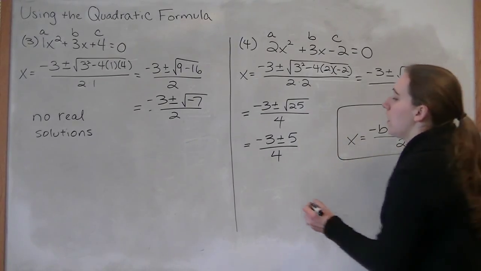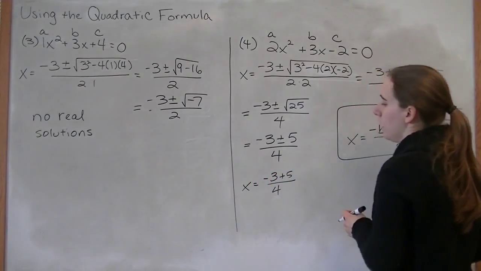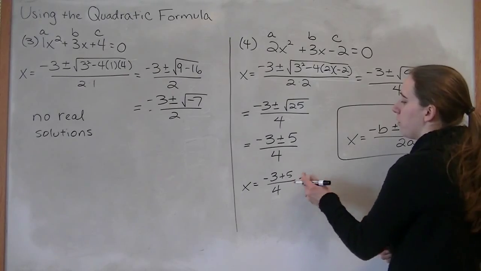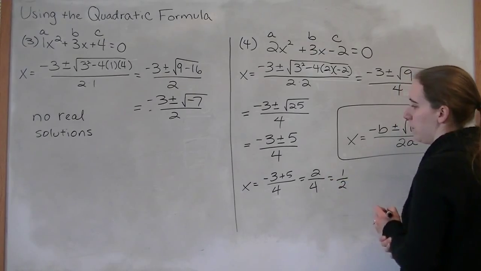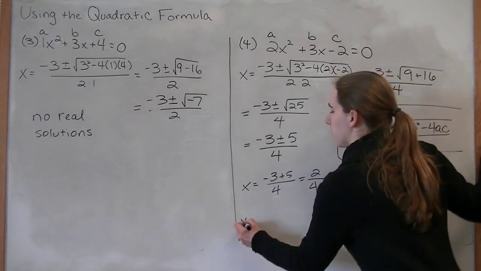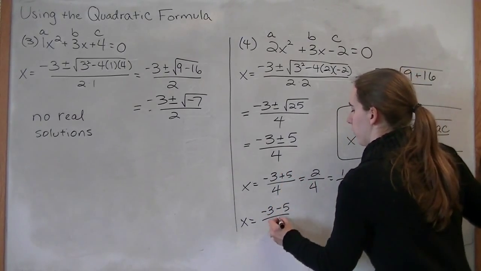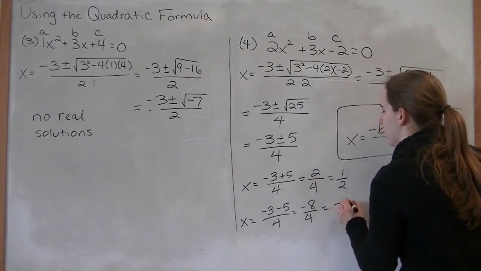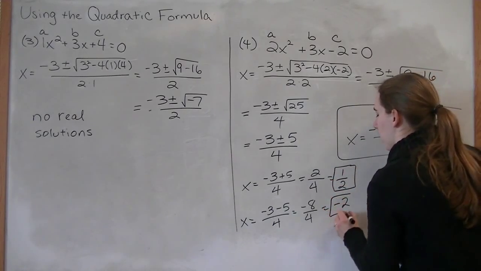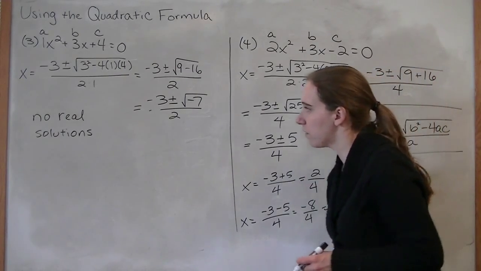So one of my options is that x is equal to negative 3 plus 5 over 4. So that will be 2 over 4, or 1/2. My other possibility is that x is equal to negative 3 minus 5 over 4. So that's going to be negative 8 over 4, which is negative 2. So there are our two possibilities, our two solutions. So this one came out nicely since we knew the square root.